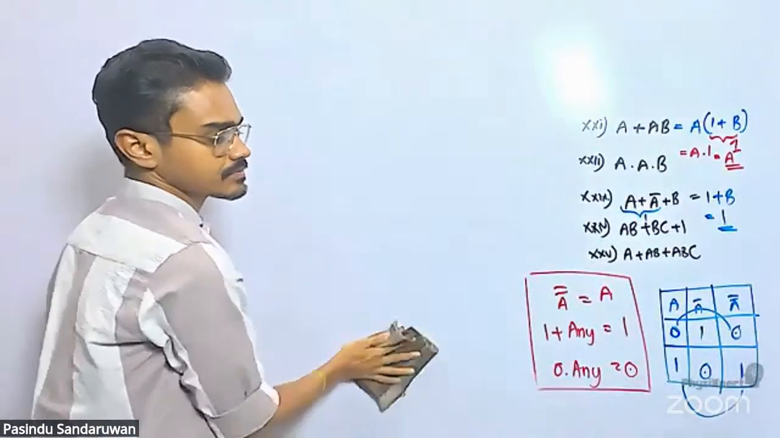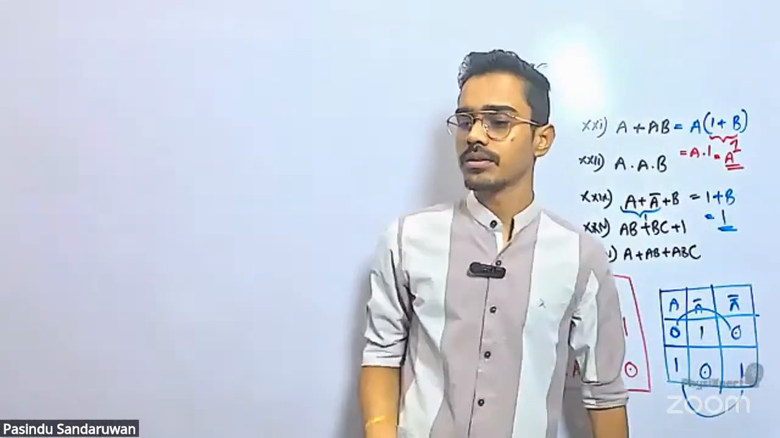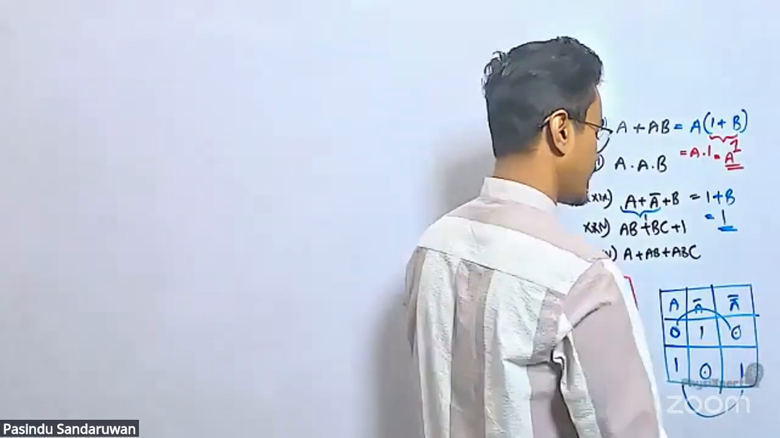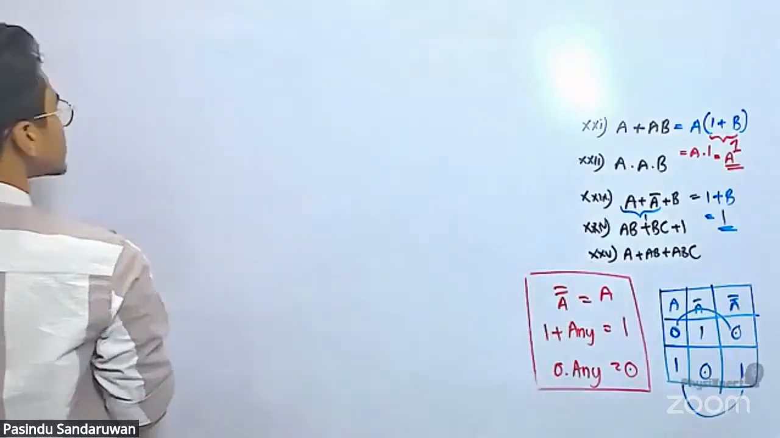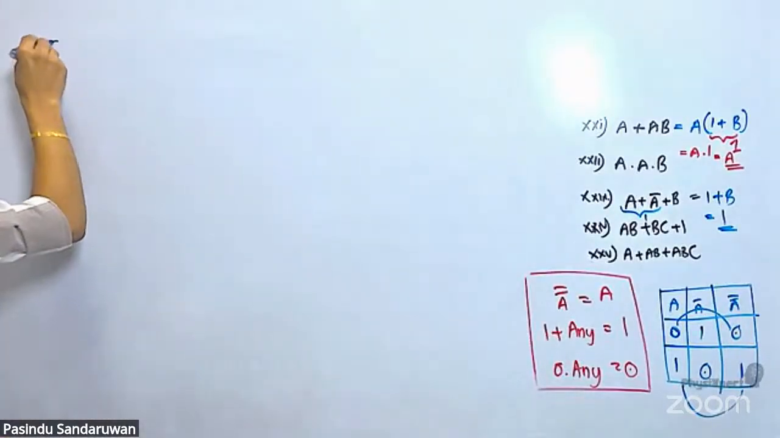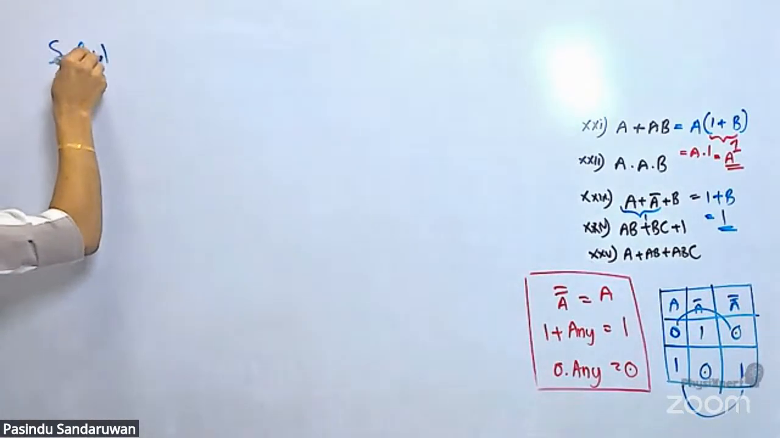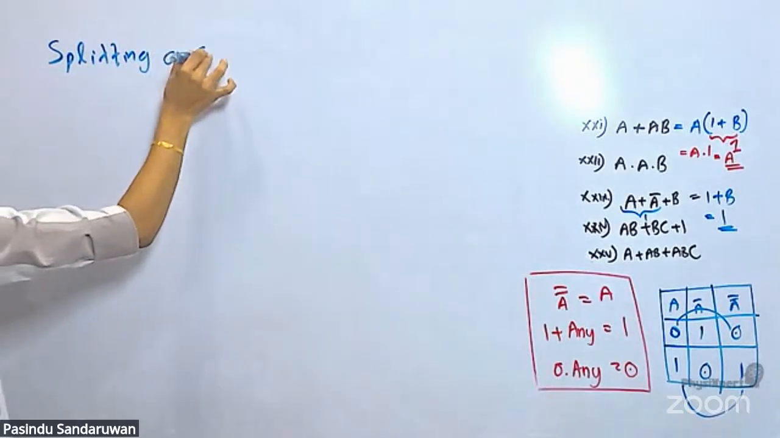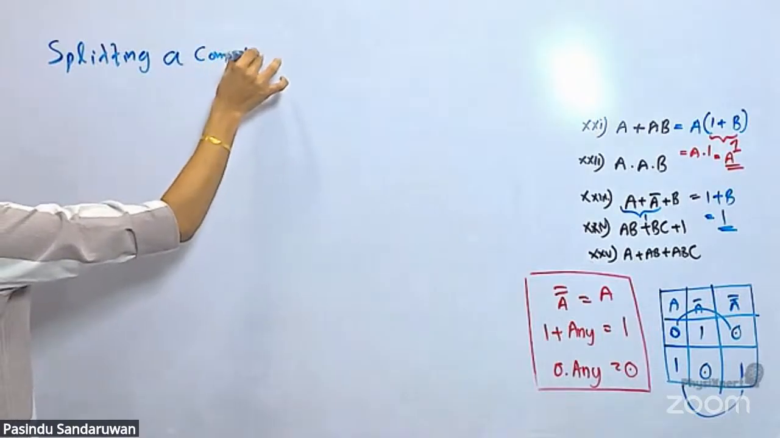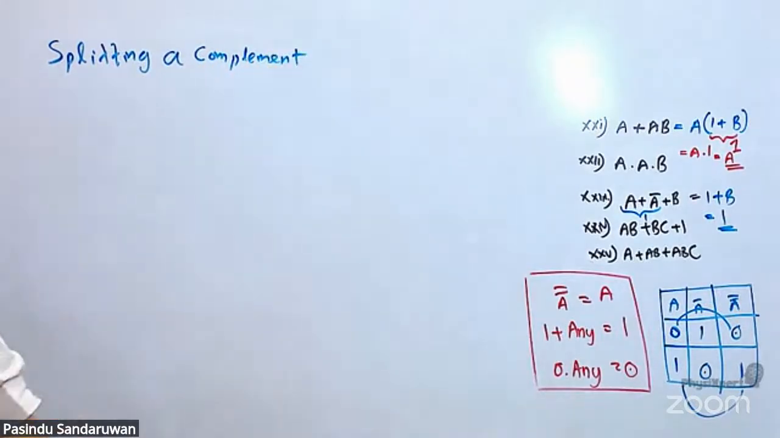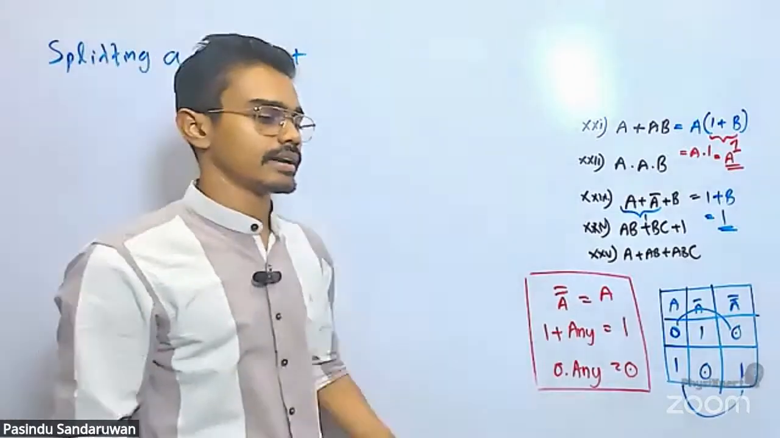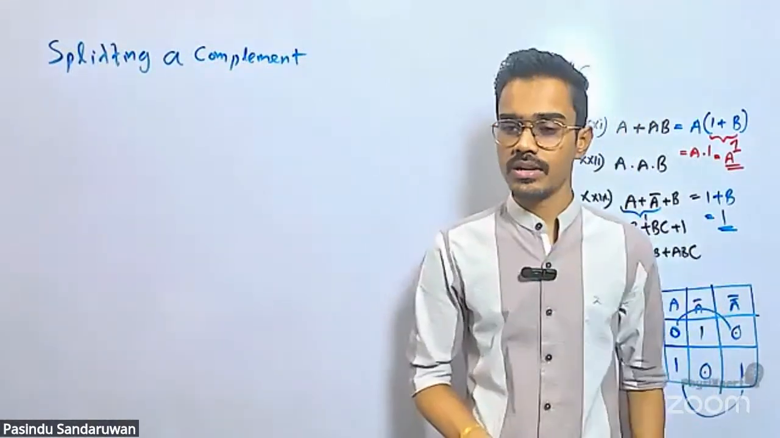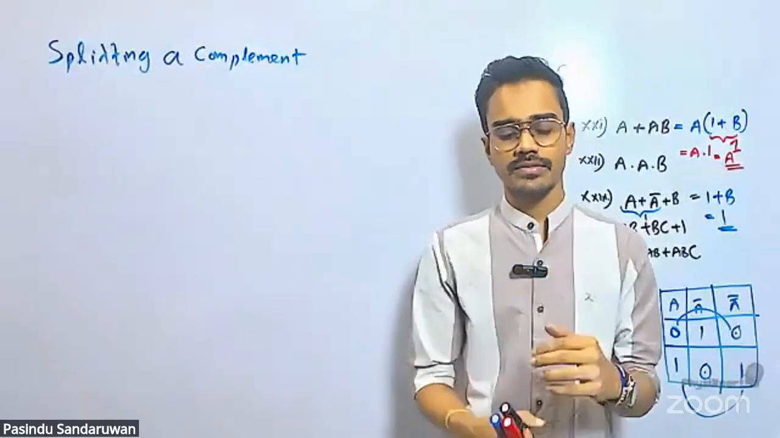As the next heading, write down splitting a bar, splitting a complement. For this we have a rule. This is called De Morgan's rule. We don't have the proof of the rule; we'll be using the rule.